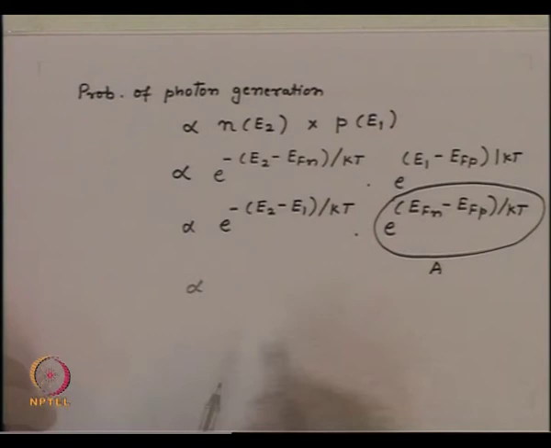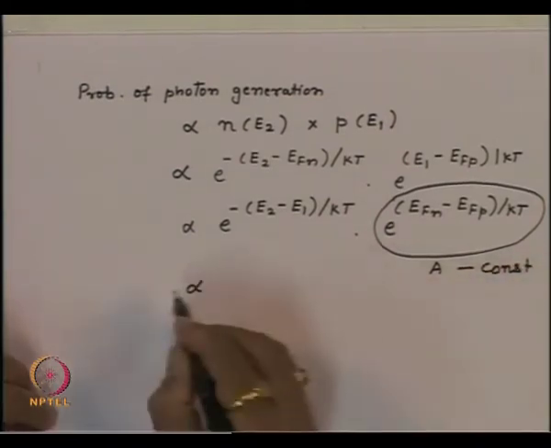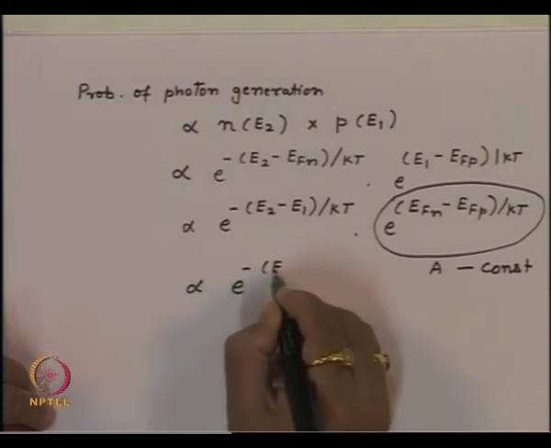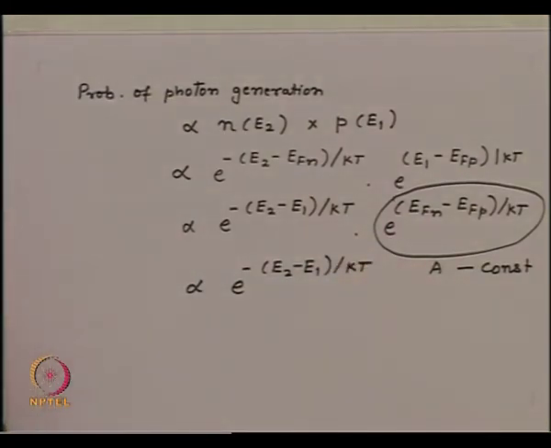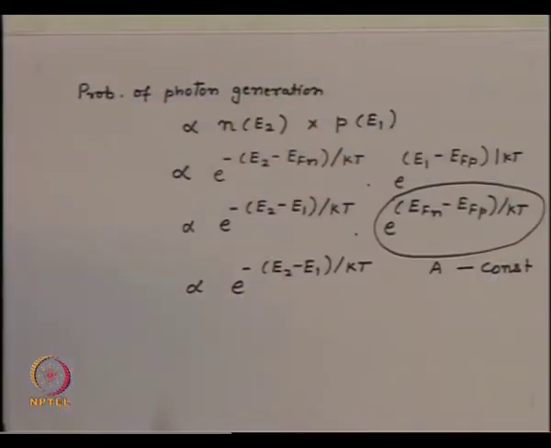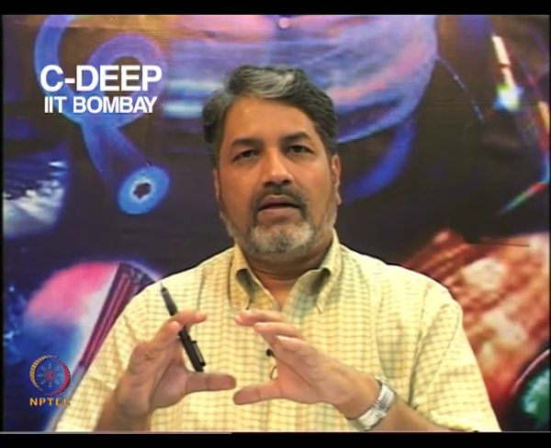So, A, which is constant, multiplied by e to the power minus (E2 minus E1) by kT. Now, if you want to find the total number of photons which are going to be generated, we have to integrate over the conduction and valence band, and that will give us the spectral distribution. If any electron can recombine with equal probability with any hole, then we take that electron-hole pair and find all possible electron-hole pairs having the same energy difference, and that gives me the total number of photons generated for a given frequency or given energy.